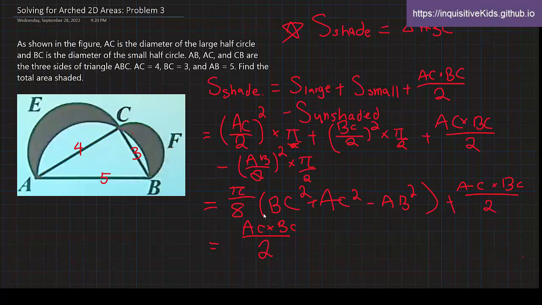So now we're not done yet because we're actually trying to find the total area shaded. Let's substitute in AC and BC. So AC and BC multiplied together is just 12. 12 divided by 2 is 6. So our final answer for this would be 6.